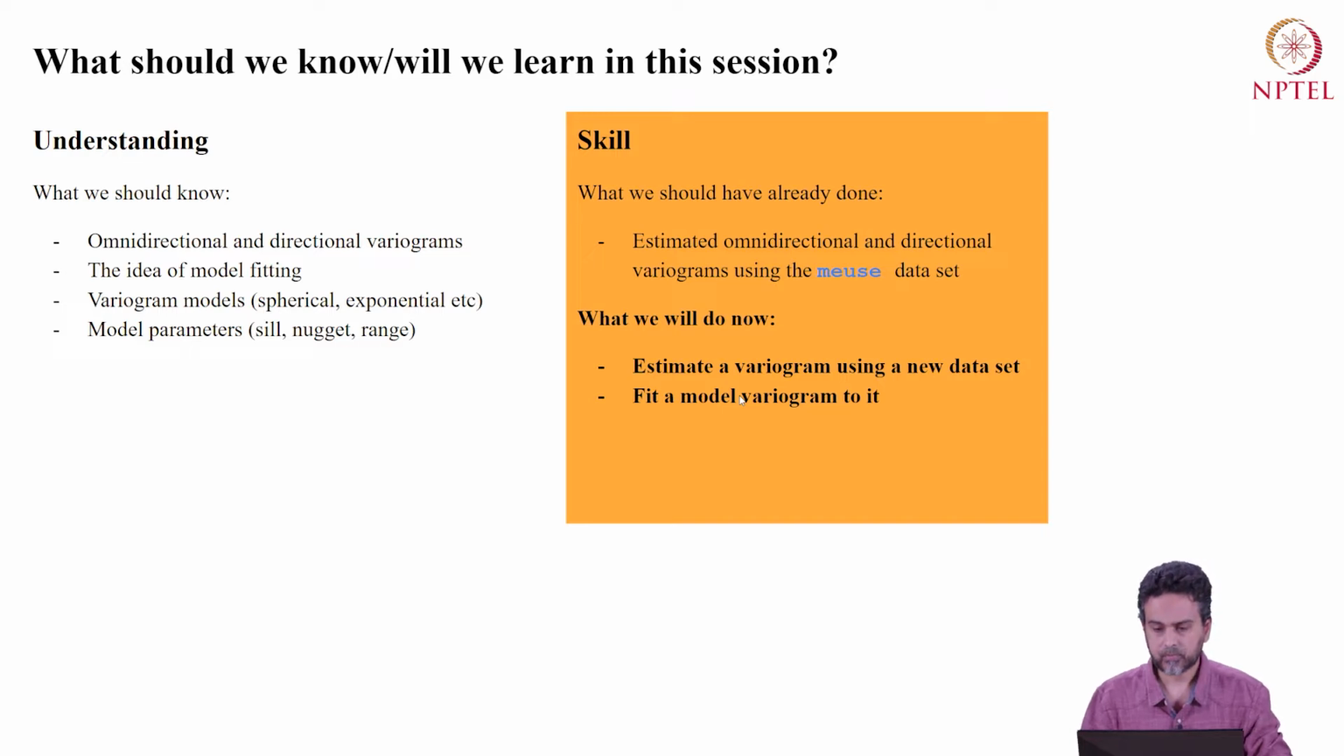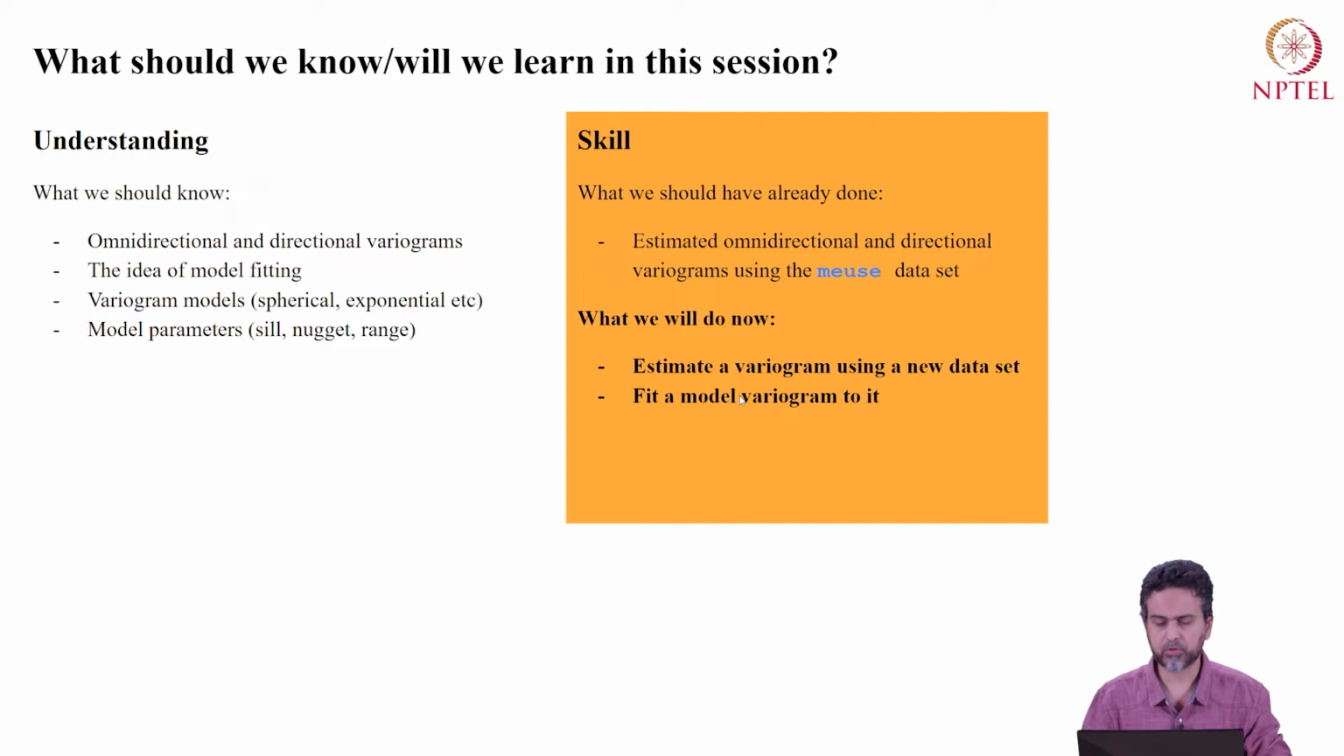So in terms of programming skills, what should we already have done? Well, we should already know how to estimate variograms using the Muse dataset, both directional and omnidirectional variograms. This is something that ideally you should have gone back and done many times on your own, played with the various function arguments and parameters. So it's something that you know like the back of your hand, so we can build upon it.